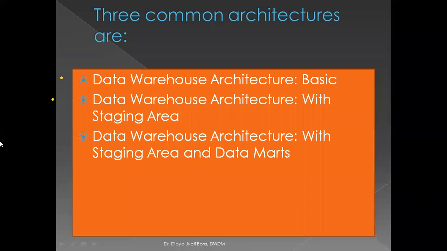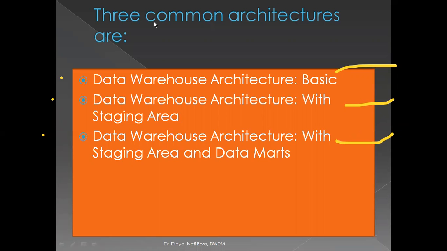Anyway, data warehouse architecture basic, data warehouse architecture with staging area, and data warehouse architecture with staging area and data mart. So these three types are the main common architectures of data warehouse, which we have defined based on the way of organizing the different components of the data warehouse.